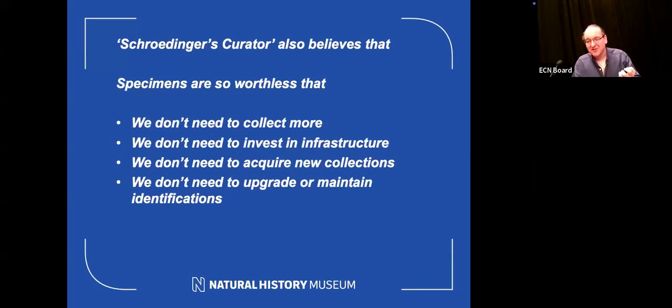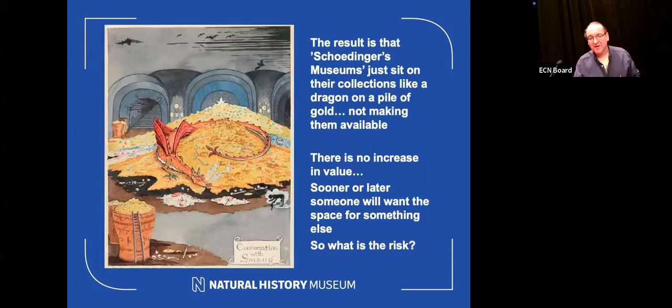And Schrödinger's curator, or maybe Schrödinger's administrator, some of us might say, has taken control of quite a lot of institutions and is a figure that we should be aware of and we should have a name for, because these incompatible views seem to be held simultaneously by some people. The result is that Schrödinger's museums just sit on their collections like a dragon on a pile of gold, not making them available.